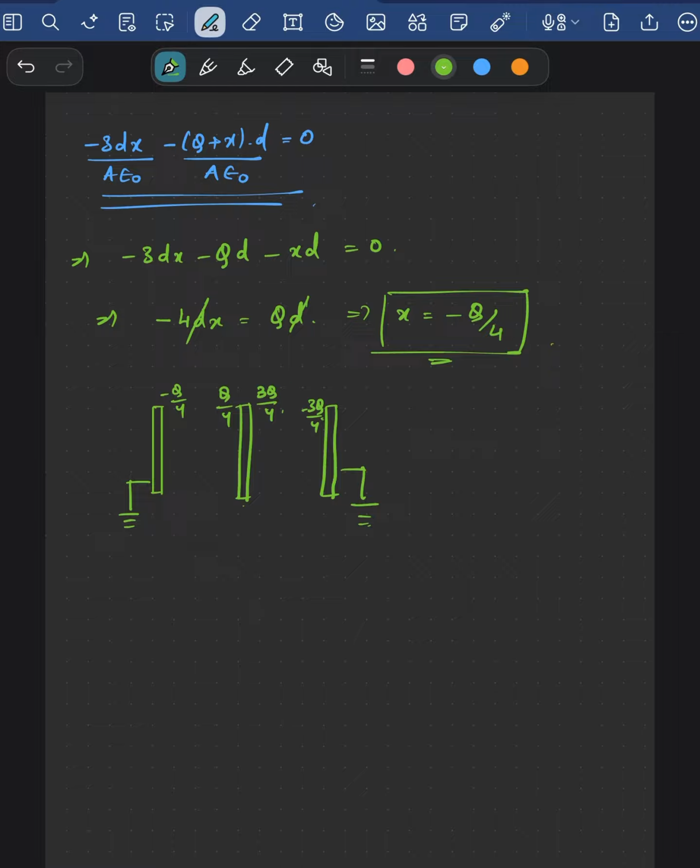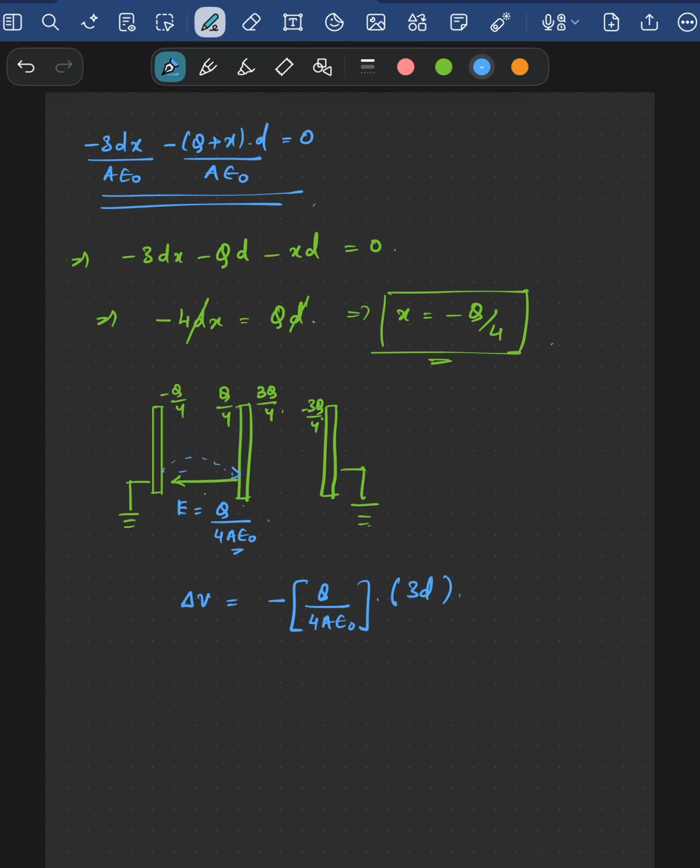Now I need to find the potential of the middle plate. Field direction will be this way. And what will be the value of that field? That value of field will be sigma by 2 epsilon naught twice, so it's sigma by epsilon naught, so it's q by 4A epsilon naught. That will be your field value. When I'm going from here to here, I'm going against field, so potential will increase. Your delta V will be equal to minus q by 4A epsilon naught into 3d.